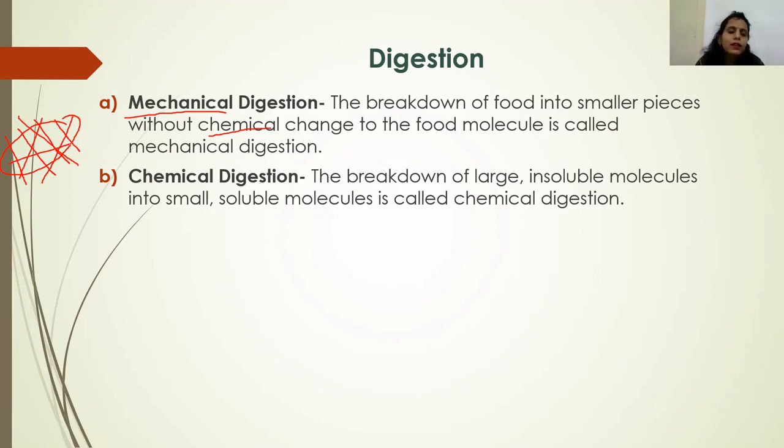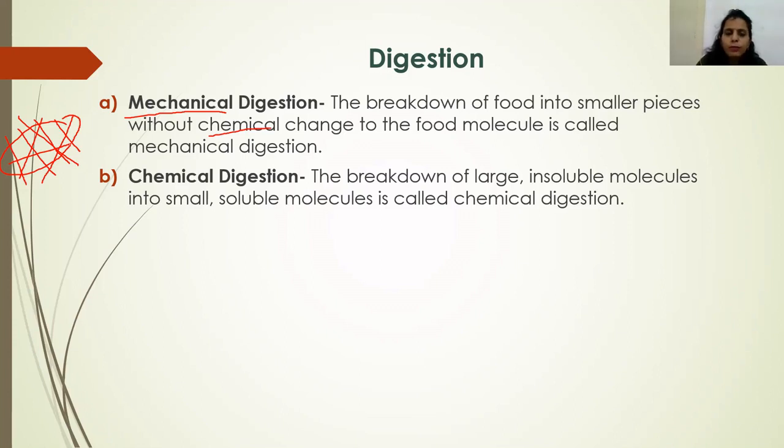So with the help of the knife, you have broken down a big piece of potato into smaller ones. But there's no chemical change. There's no change in the chemical properties of this potato, or in the carbohydrates, fats or proteins present in it. There is no chemical change in the nutrients present in the potato. So this type of digestion, in which the large piece of food is broken down into smaller pieces, is called mechanical digestion. In mechanical digestion, no chemical change takes place in the food molecule.